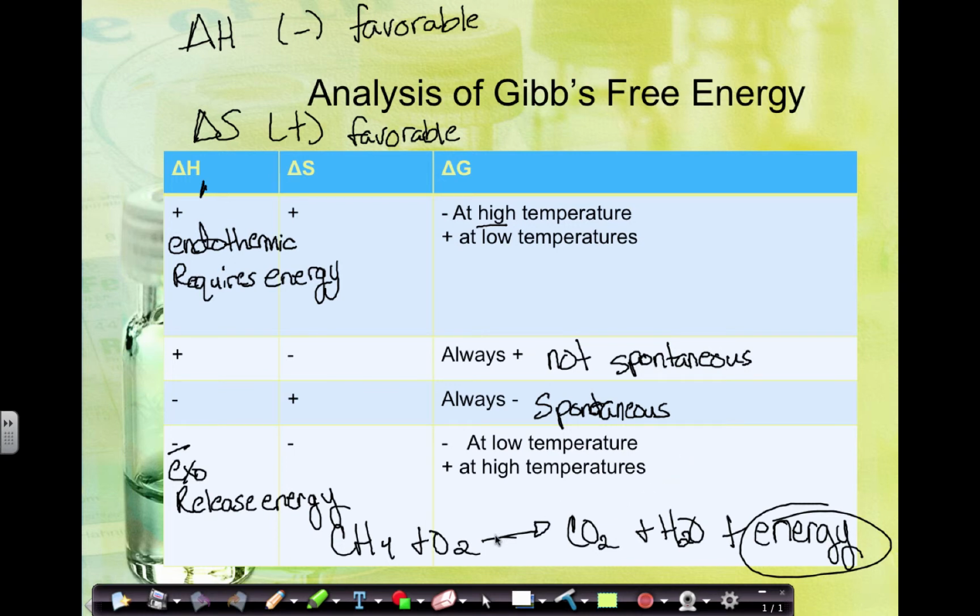If it's a high temperature, then I've already got energy as a product, and I've got energy in the atmosphere that's not favorable. So in this situation where they're both negative, it will be spontaneous at a low temperature and then non-spontaneous at a high temperature.